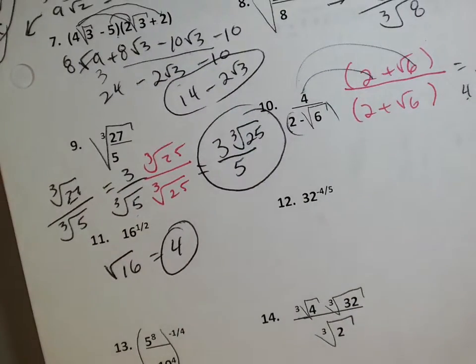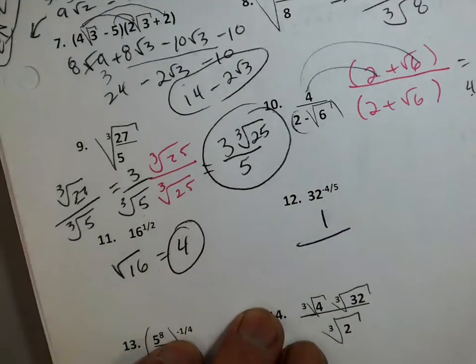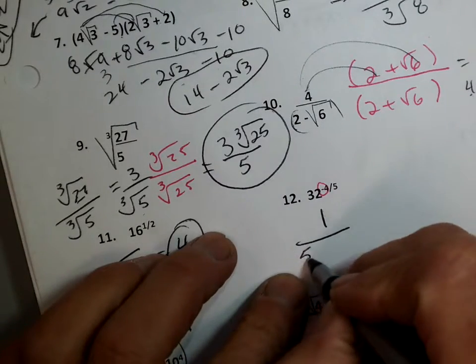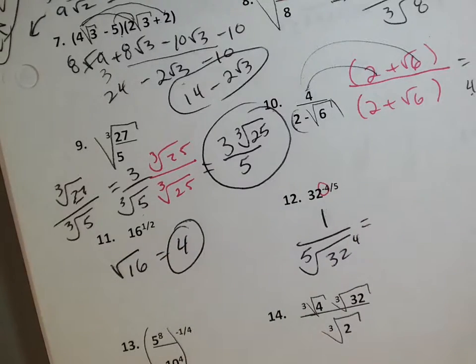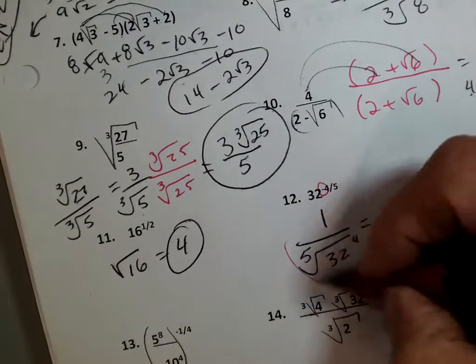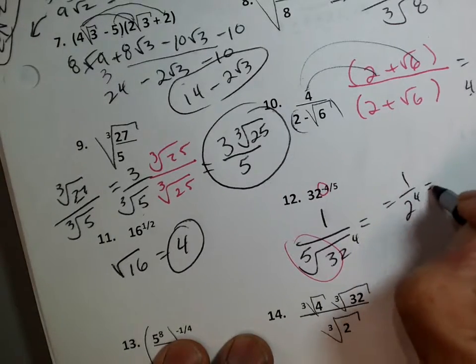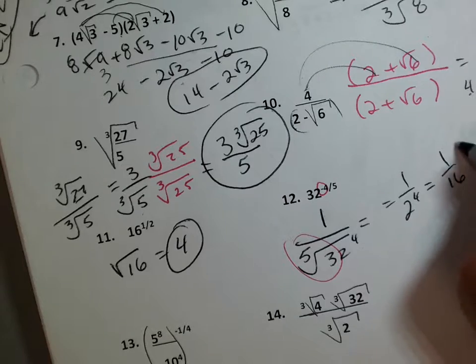Okay, number 12. So what I'm going to do on 12 is rewrite it as a 1 over. Negative exponent, make it 1 over the 5th root of 32 to the 4th power, okay? And then the 5th root, let everybody around you learn, okay? The 5th root of 32 is 2, so I got 1 over 2 to the 4th power, and 2 to the 4th is 2 times 2 is 4, times 2 is 8, times 2 is 16. I get 1 over 16.